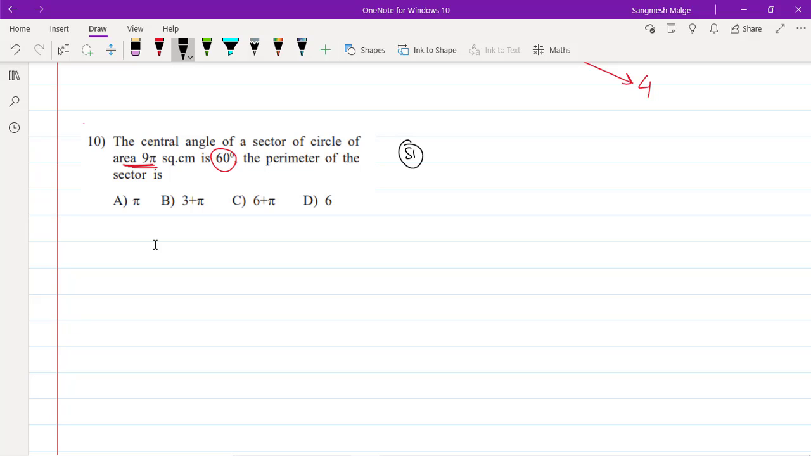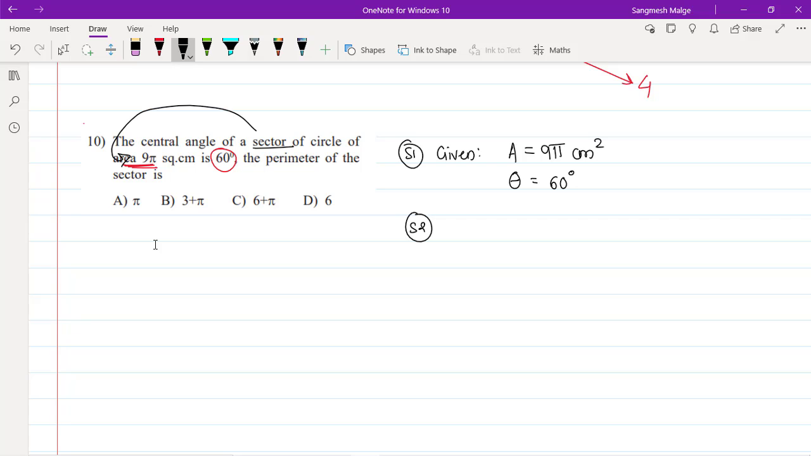Sahil, write down the given information as it is. The area given is of the sector, not the circle. So the sector area we denote by A, which is nothing but 9 pi centimeter square. The next information they have given is theta, which is nothing but 60 degrees. Step number 2 will be what?